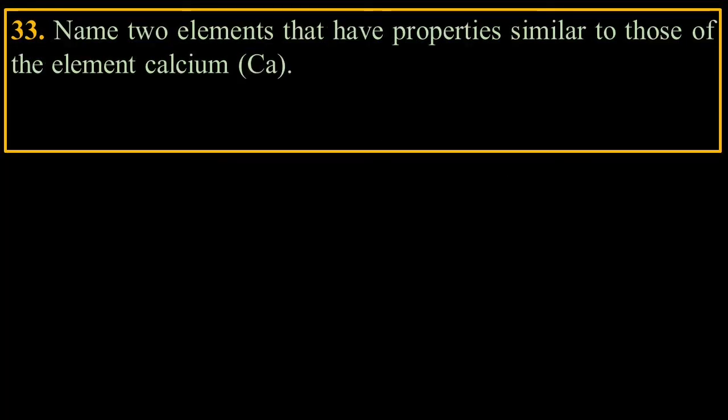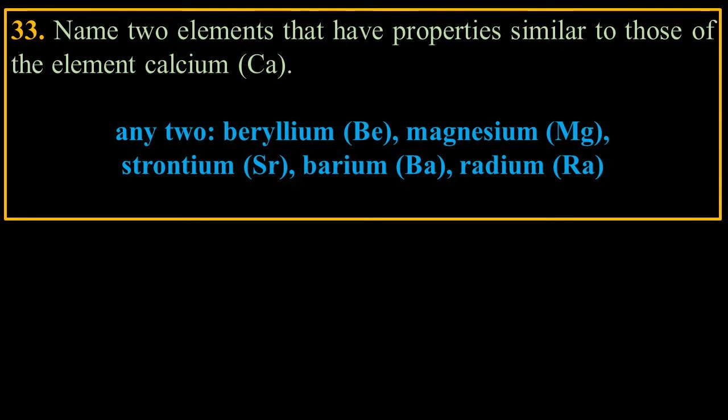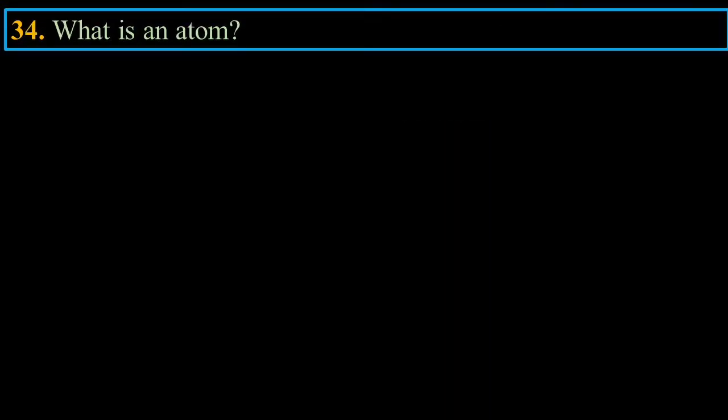Name two elements that have properties similar to those of the element calcium. Well, there would be elements that are near calcium in the periodic table. So any two: beryllium, magnesium, strontium, barium, radium. Those are in that same column.